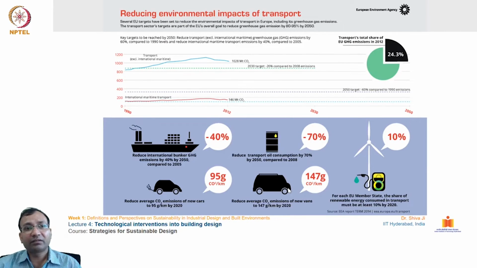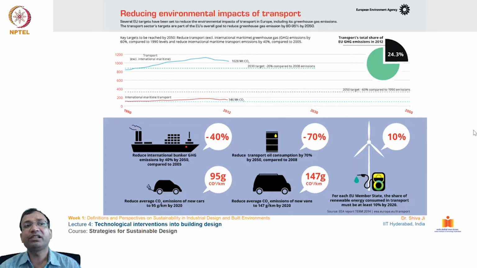Okay, so if you analyze the scenario of reducing environmental impacts of transport, let's see in terms of numbers how much it is causing. This data is sourced from the European Environmental Agency. Several EU targets have been set to reduce the environmental impacts of transport in Europe, including its greenhouse gas emissions. The transport sector's targets are part of the EU's overall goal to reduce greenhouse gas emissions by 80 to 95% by the year 2050.